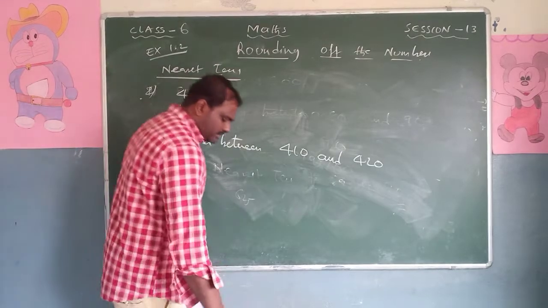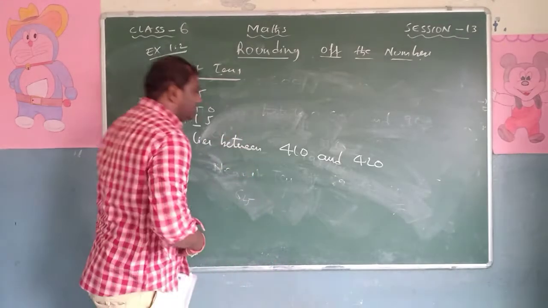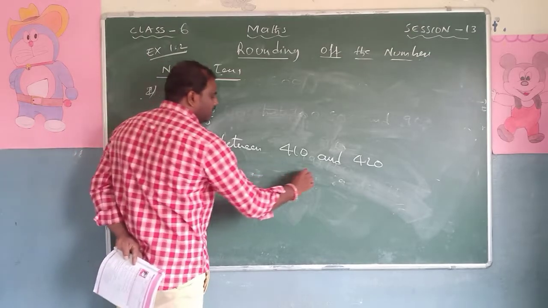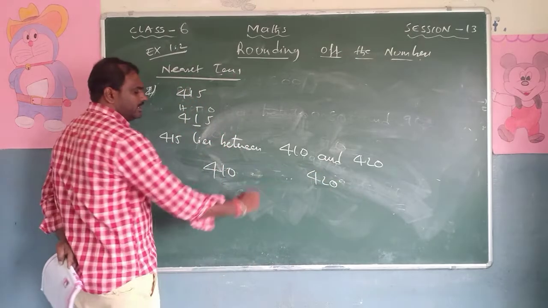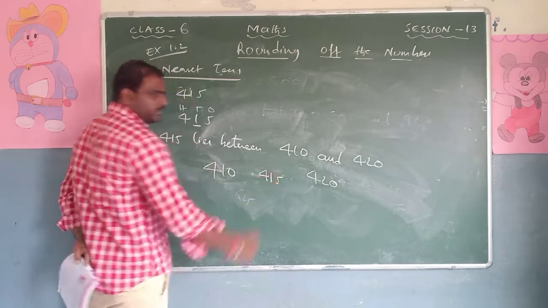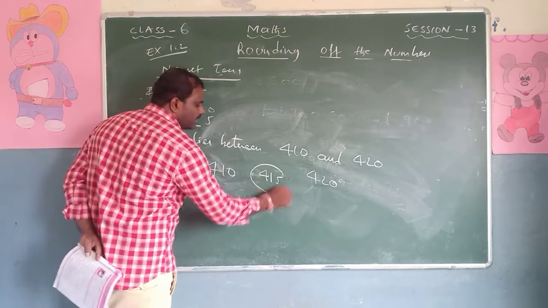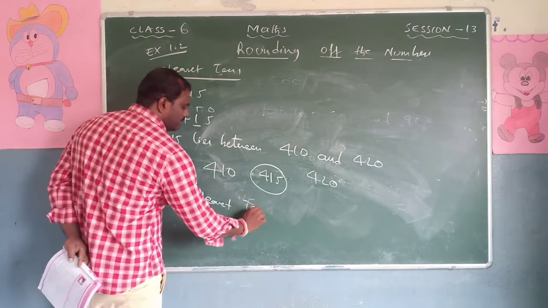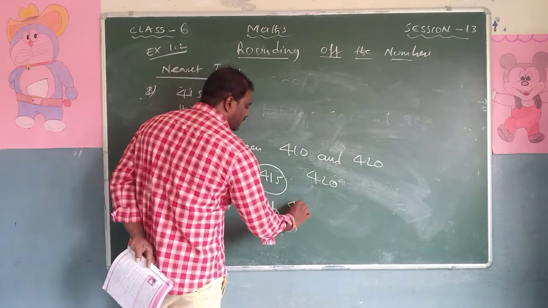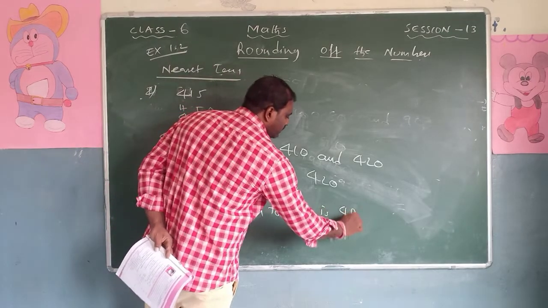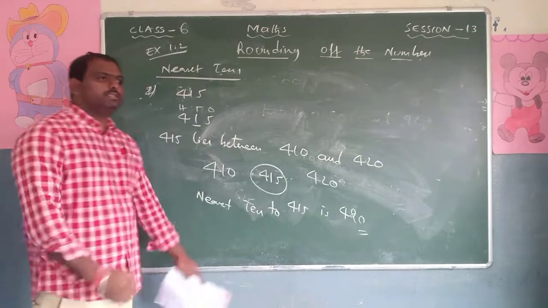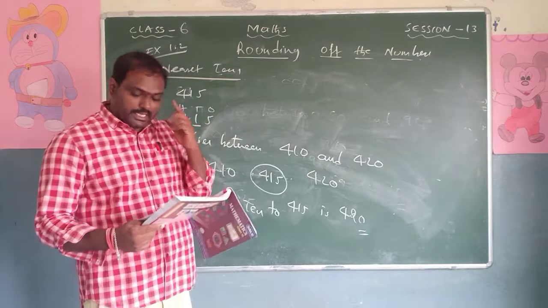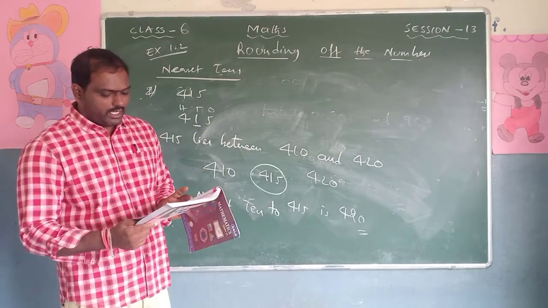Next after that, what should I write? After 410 and 420, what I should write is 410, 420. What is the middle number? 415. This is the middle number. Already it was given as 415. So therefore what I should write is nearest 10 to 415 is 420. Because it is in the middle, we have to go for the nearest highest number only. Okay?